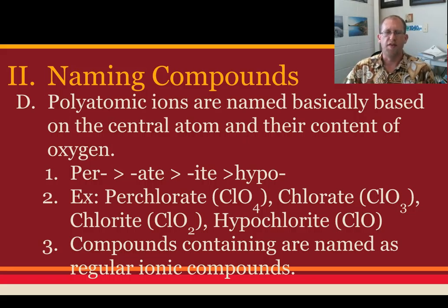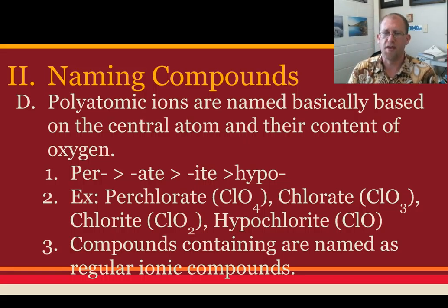So the examples here are ClO4, ClO3, ClO2, and ClO. Those are all polyatomic ions, and they all have chlorine in them. So it's chlor in all of them, right? Chlor is the central atom, the least electronegative atom, okay? And then it can have 4 oxygens, 3 oxygens, 2 oxygens, or 1 oxygen.